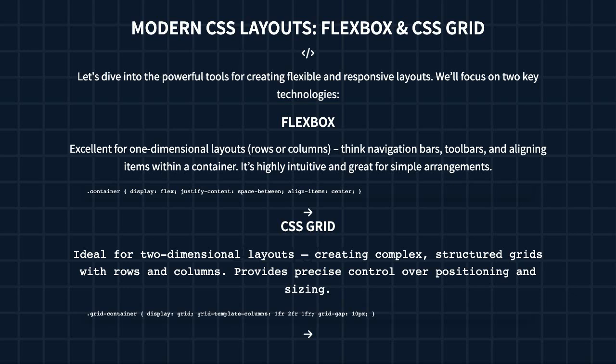On the other hand, CSS Grid is designed for more complex two-dimensional layouts, letting you create precise grids with rows and columns, perfect for arranging content in distinct areas of your page. Both are incredibly powerful, and often they're used together to build truly dynamic websites. Let's explore a little bit of the code now.